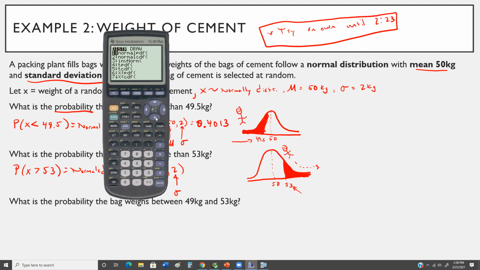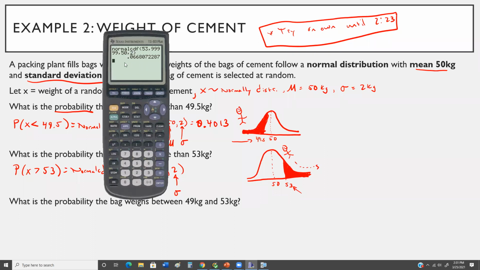So second function distribution, normal CDF. Here you're starting at 53. You're going 99999, 50, comma 2. Close the parentheses. And you should get this. It should be 0.0668. How many people got this same exact number here?